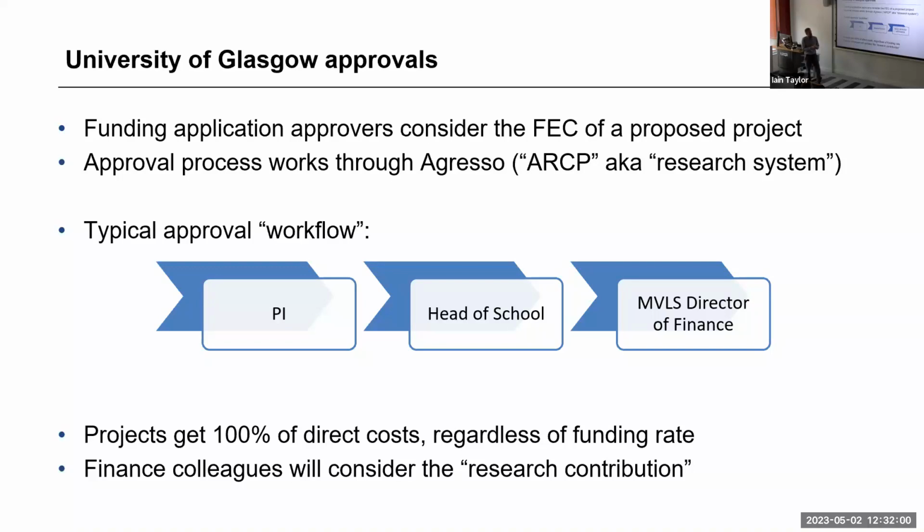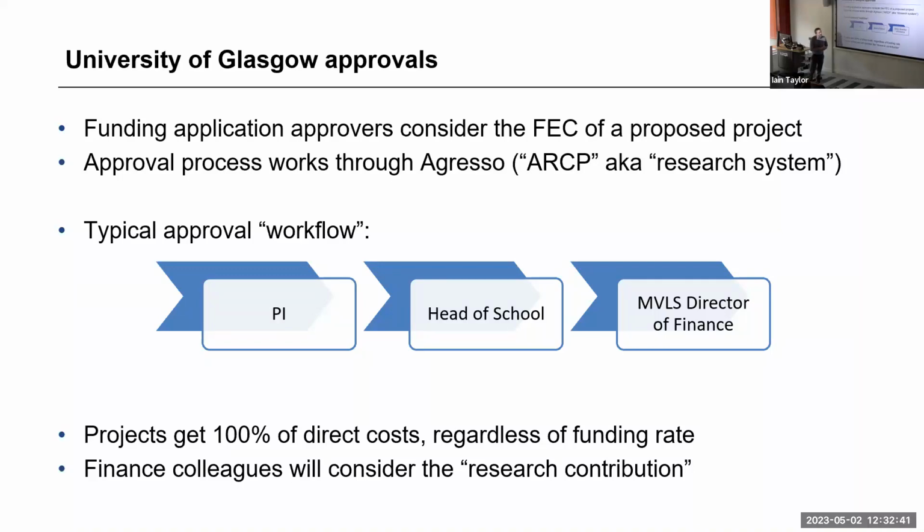The funding application approval process is based around the FEC of the project, and it uses the Agresso system. You might hear people talk about ARCP, the Agresso Research Costing system. It's the same thing. It's an electronic approval system that works through Agresso. A typical workflow is that the PI approves the costing, it goes to the head of school, and then it goes to the director of finance in the college.